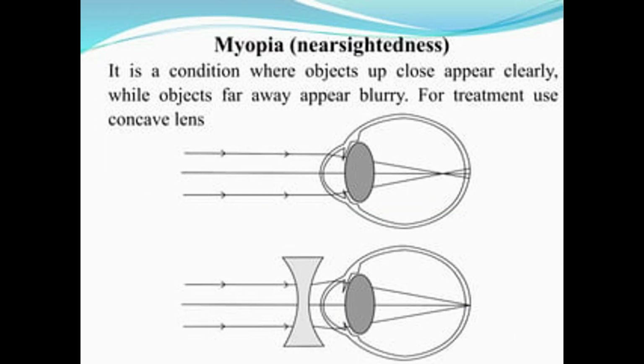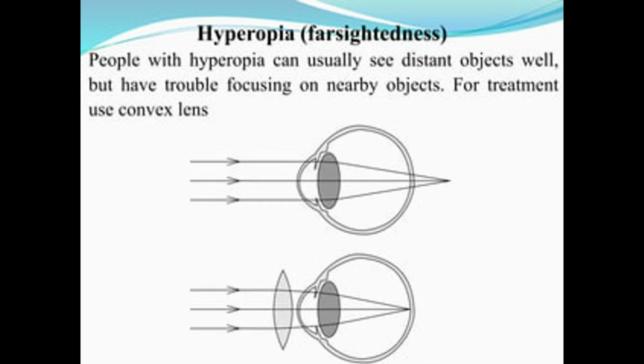So, in myopia, what is happening is that it is a condition where the objects which are near to us will appear clearly, but the objects which are far away will appear blurred. In myopia, it can be corrected using concave lens. So, the lens which can be used in myopia to correct it is concave lens.